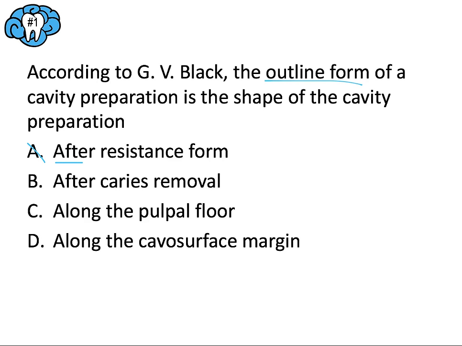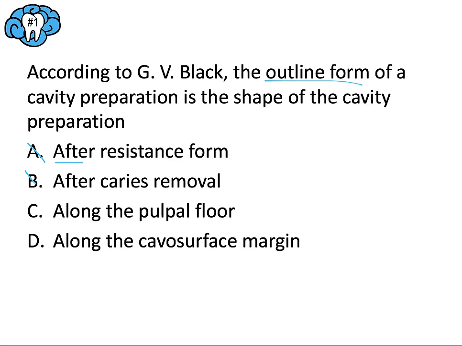Now B is a very tempting answer choice because you may remember that the outline form is defined by the extent of the carious lesion. So it makes sense that you remove the caries and then you get the outline form. But remember that the initial caries removal is only mesial distal and facial lingual, not depth. The depth of the cavity preparation is taken care of in the final tooth preparation, getting rid of those final deep caries if there are any. So B is not entirely correct.